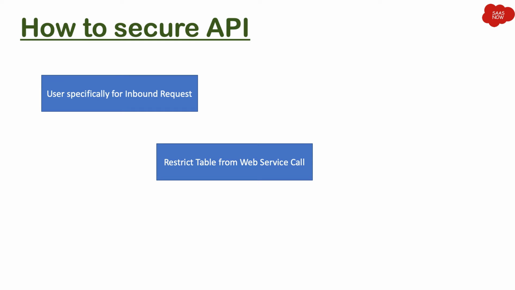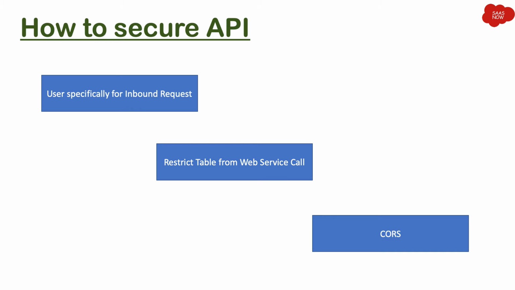The second way is restrict table from web service call. So whatever tables you create, you provide access to the consumers. They can access those tables with the help of table API. Now, if you don't want to enable that, in that case, you can disable web service call for that particular table or any table you want. You don't want users to call that particular table with the help of web services.